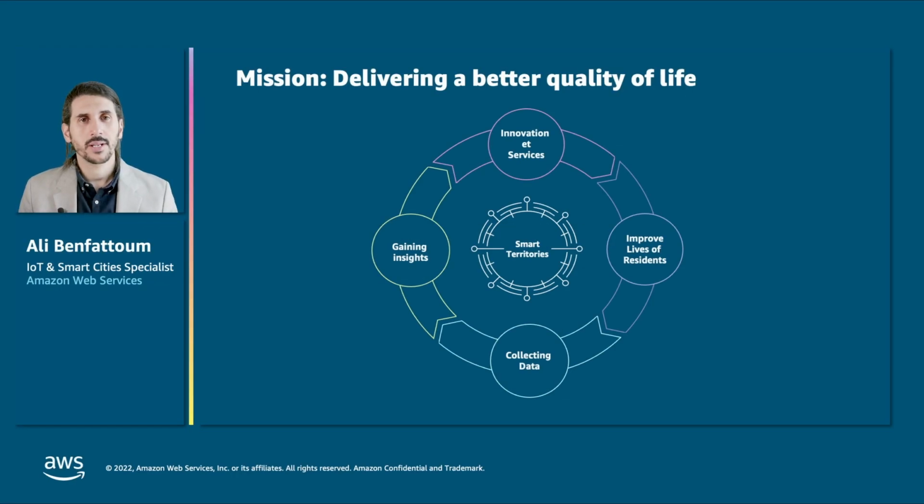At Amazon, we start with customers and we work backwards. We look at their mission and we design solutions that help them solve their problems and achieve their mission. All products, services, and initiatives follow this process. So for the Smart Territory Framework, we first looked at territories' mission and the challenges that prevent them from achieving their mission.